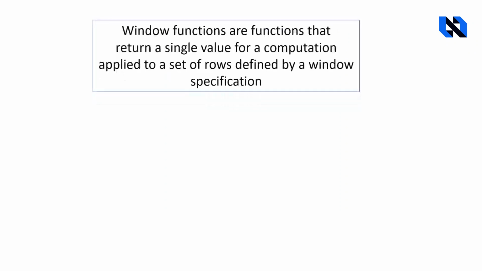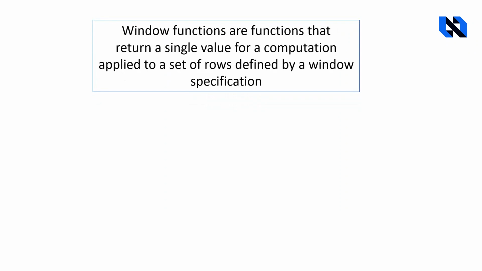What exactly are window functions? Window functions are functions that return a single value for computation applied to a set of rows defined by a window specification. In this definition, the keywords here are computation and window specification. What that means is that the window functions would operate on a set of rows and return a single aggregated value for each row.